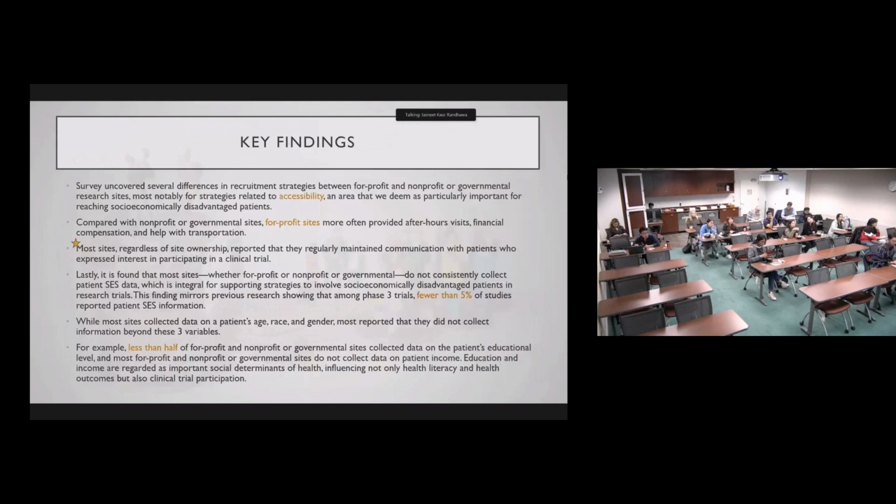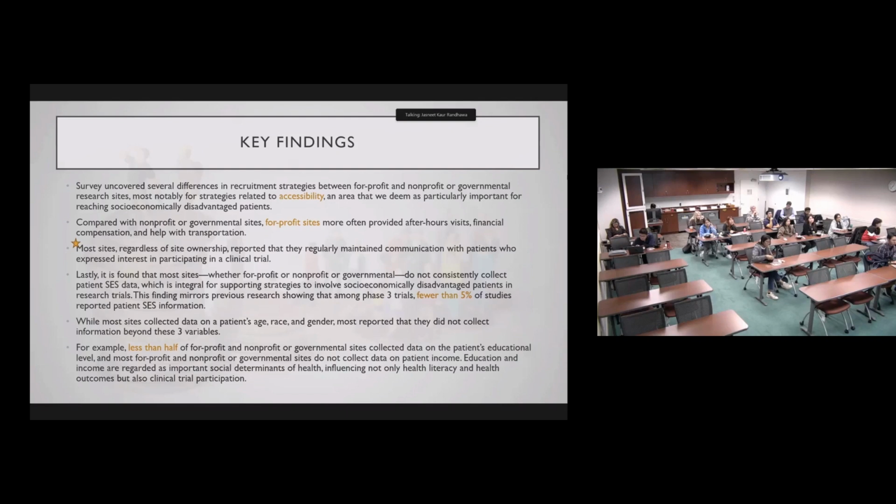So this was the whole survey, and the key findings from this whole survey are, first, that this survey uncovered several differences in recruitment strategies, especially focusing on strategies that were related to accessibility. And it has been seen for-profit organizations were most likely to implement those strategies as compared to the non-profit ones. Second, again, compared with non-profit, for-profit more often provided after-hour visits, financial compensation, and help with transportation.